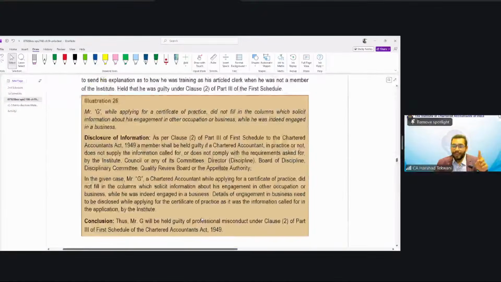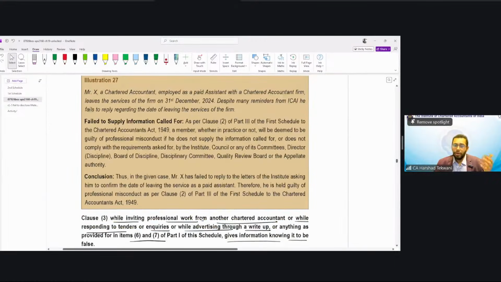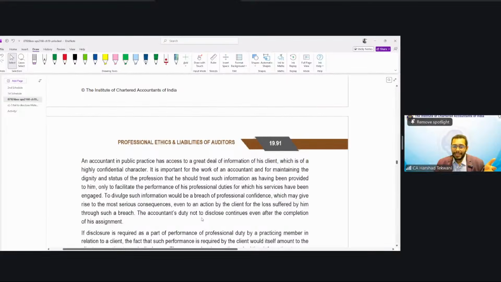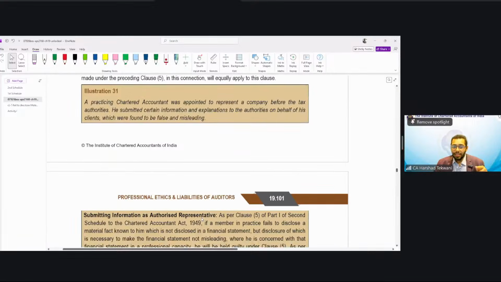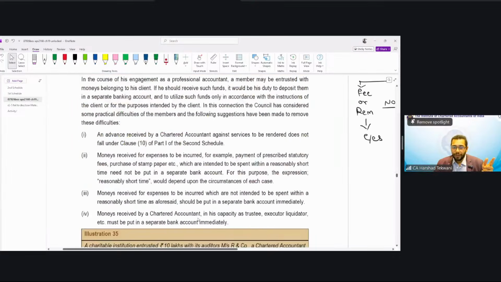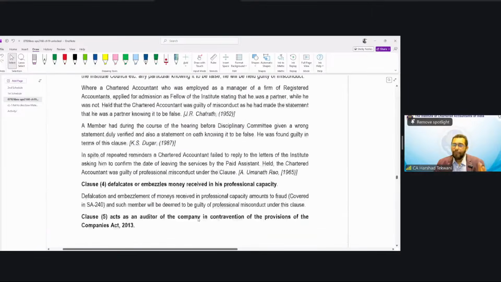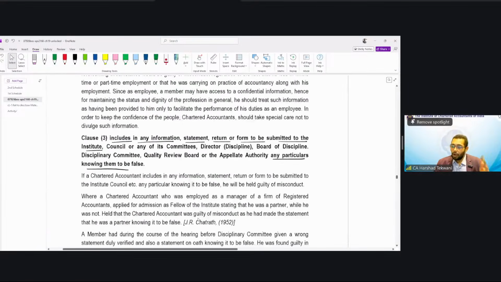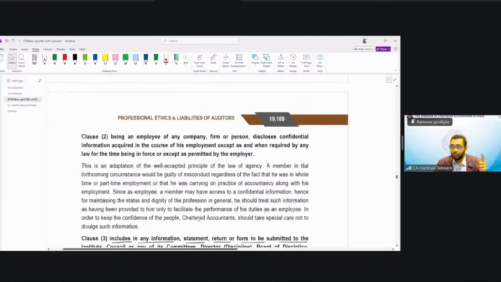But if you supply false information to the institute, earlier we talked about not supplying the information. But now if you supply false information, in that case, it's a different schedule. It's altogether a different schedule which will be applicable. So if you include any information which is false, that's Clause 3 of Part 2 of the second schedule.